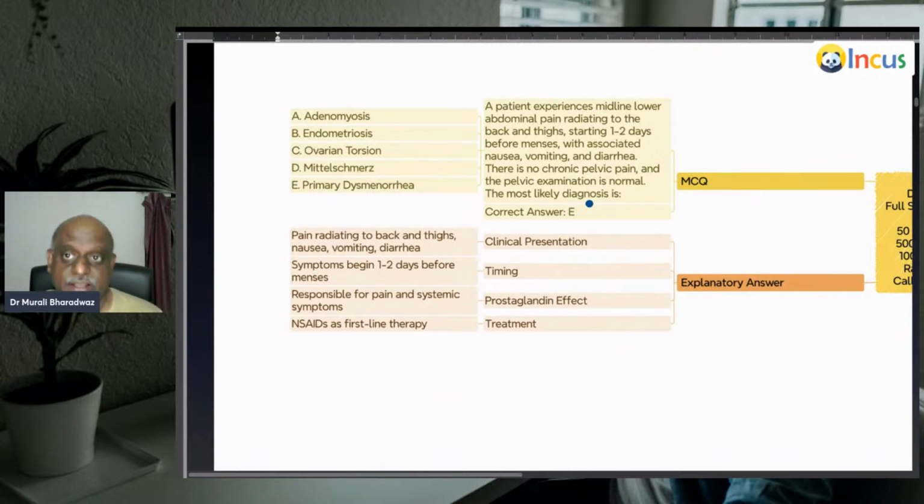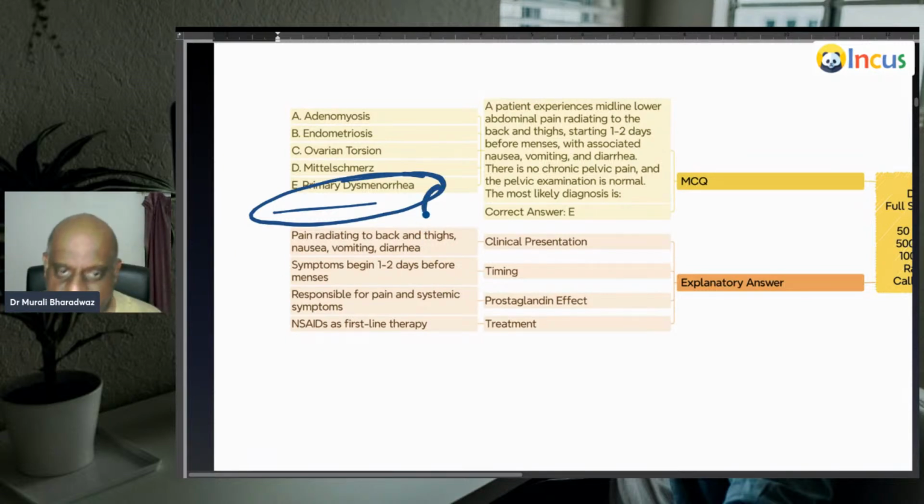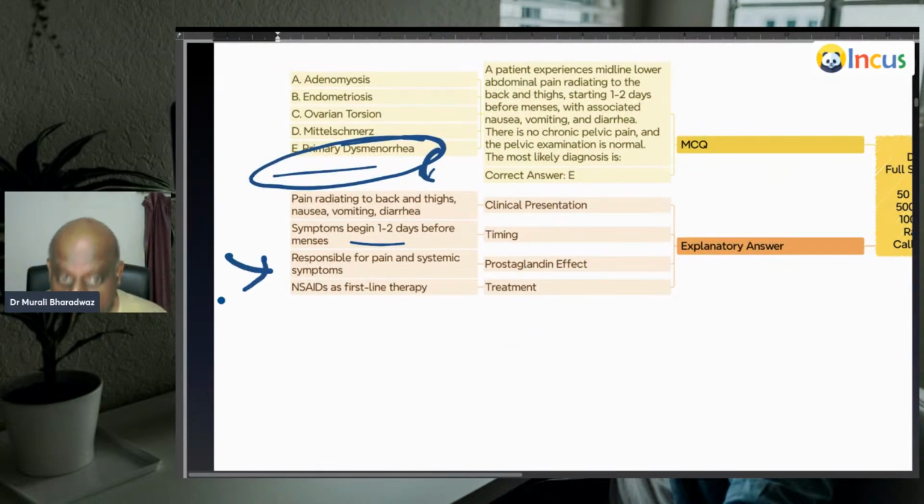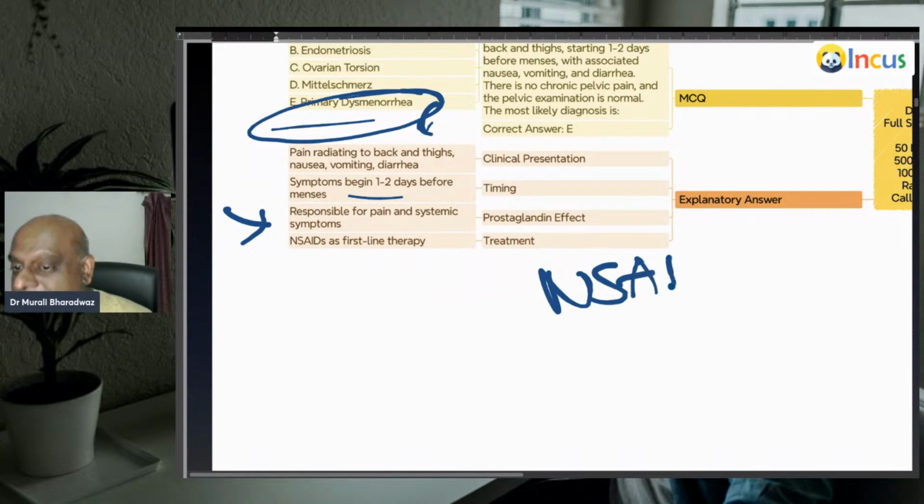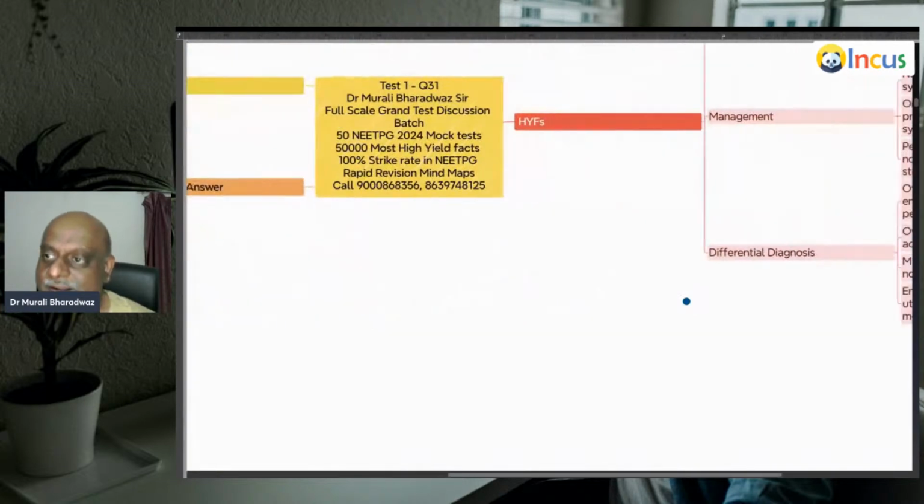A patient experiences midline lower abdominal pain radiating to the back and thighs, starting 1 to 2 days before menses, especially with nausea, vomiting, diarrhea, no chronic pelvic pain, pelvic examination normal. Think of primary dysmenorrhea. The pain is radiating to the back and thighs. Symptoms begin 1 to 2 days before the menses, very important. It is the prostaglandins released that are responsible for all the pain and systemic symptoms. So how do you treat, doctor? NSAIDs are the treatment.